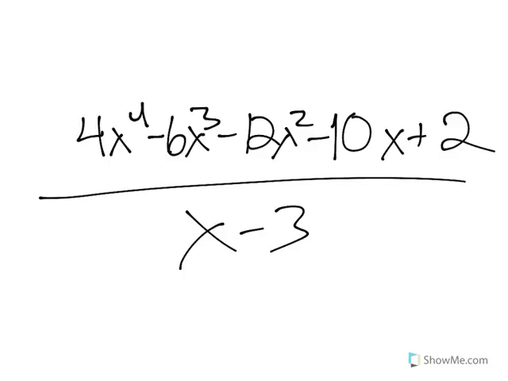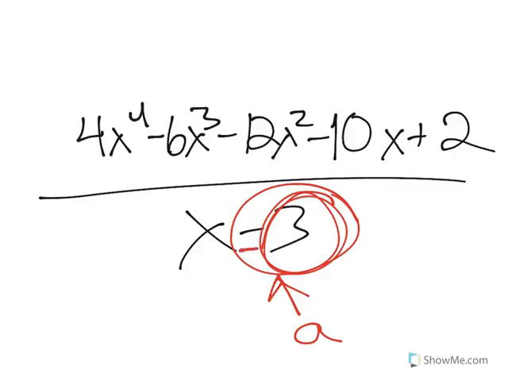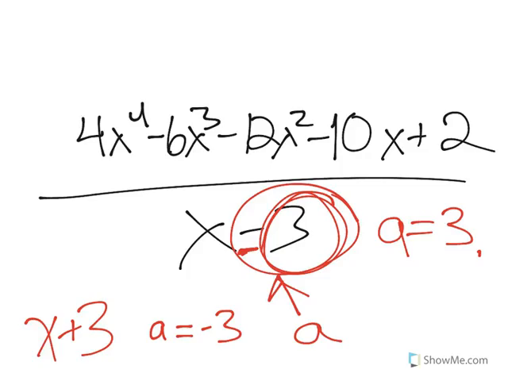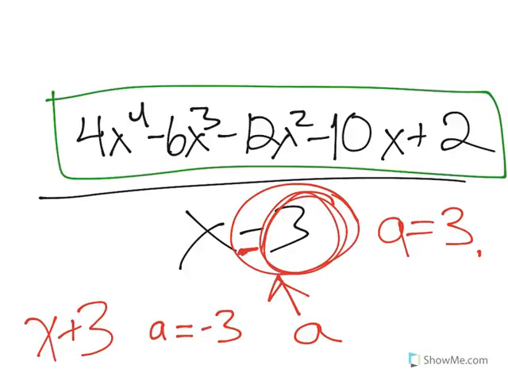So the first step is to take a, so this is called our a, just the 3, it has to be minus. For example, if we had x plus 3, our a would be negative 3. In this case, we have x minus 3, so our a is equal to 3. So we take our a, in this case 3, we put it in a little box right here, and we sort this polynomial, the numerator, in descending order.